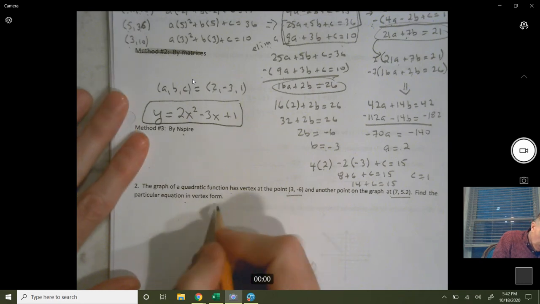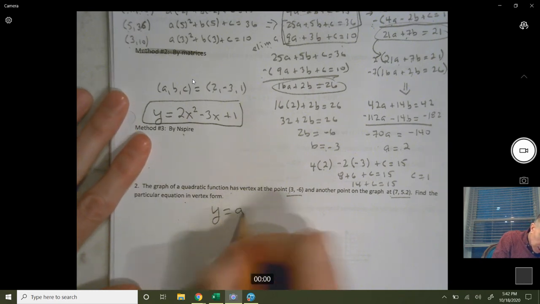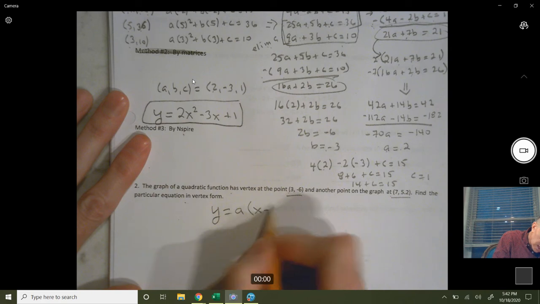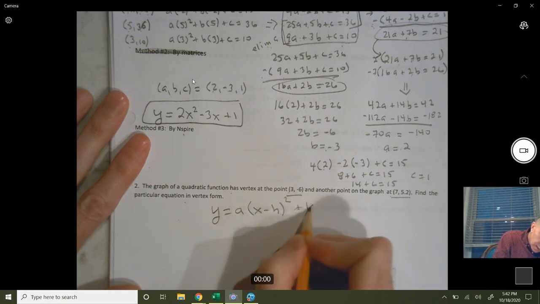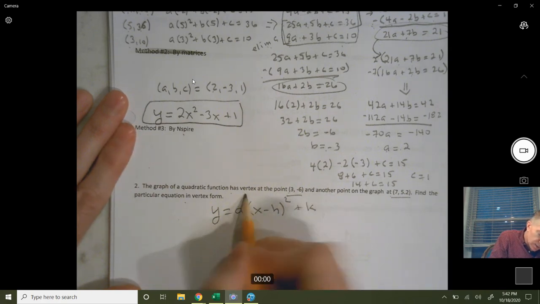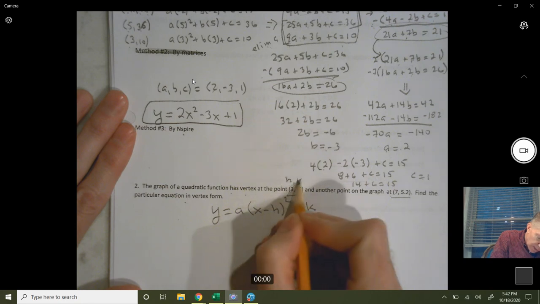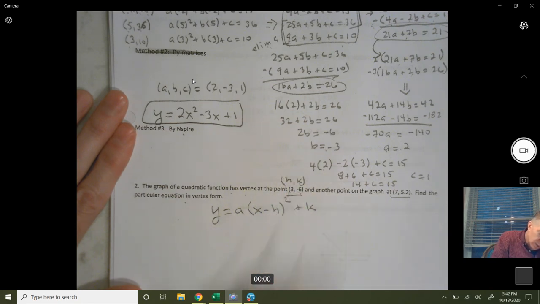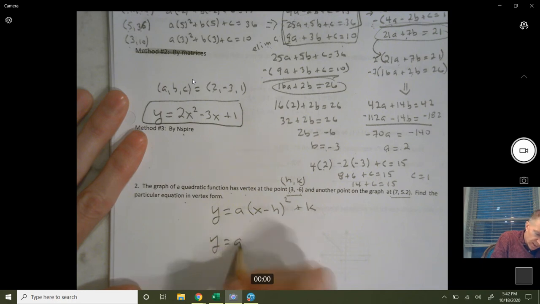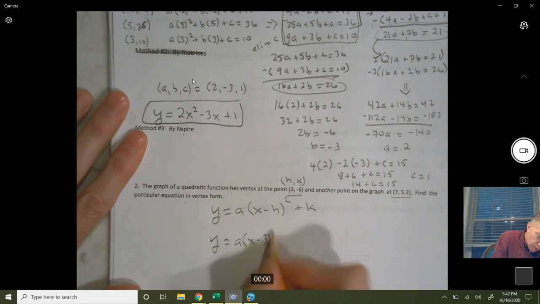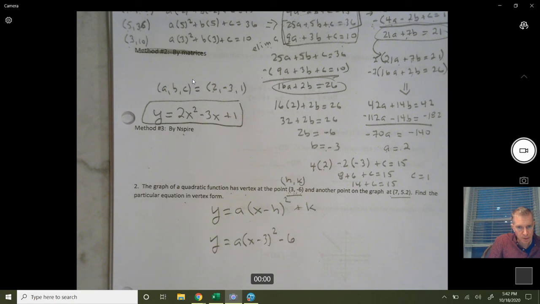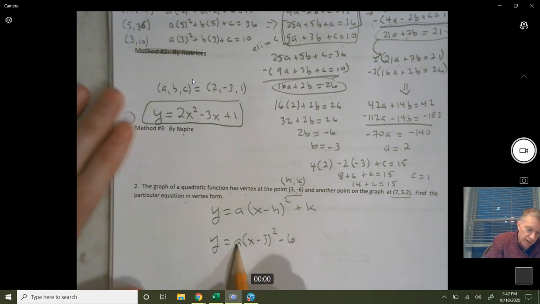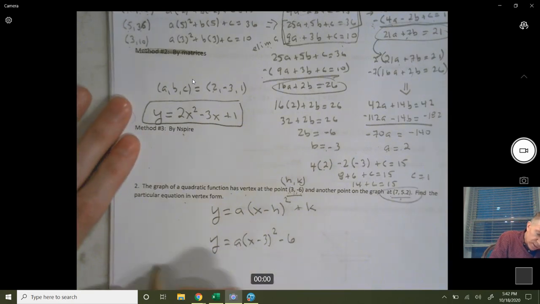So vertex form is y equals a times x minus h quantity squared plus k. And it says our vertex is this, so that's the h, that's the k. H is 3, k is -6. So y equals a times x minus 3 squared plus k, so -6. Okay, we're almost done. We almost have everything. We just need to solve for a. So fortunately, they gave us another point, 7, 5.2.